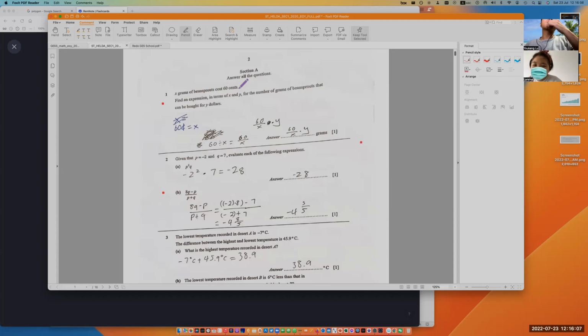The first question, right? X gram of milk costs 60 cents. Find the number of grams that can be bought by Y dollars. So X gram is 60 cents, then you have Y dollars. Your Y dollars means you need to use Y times 100, because you need to convert it to cents, then divide by 60.